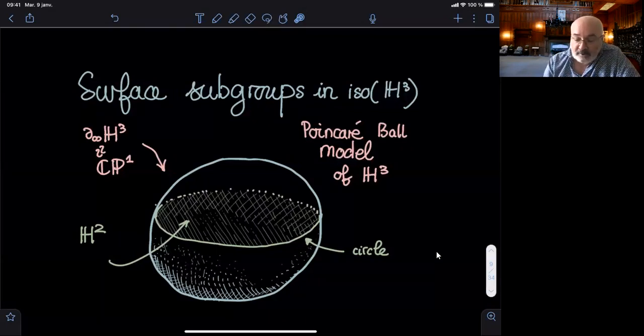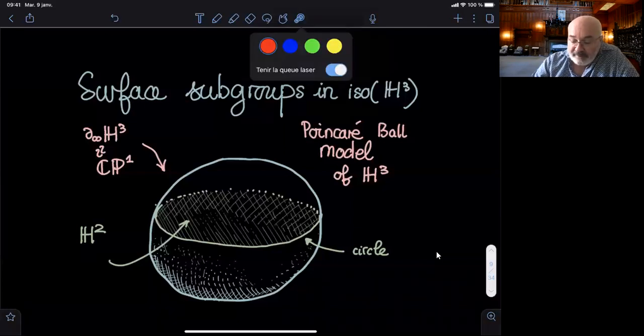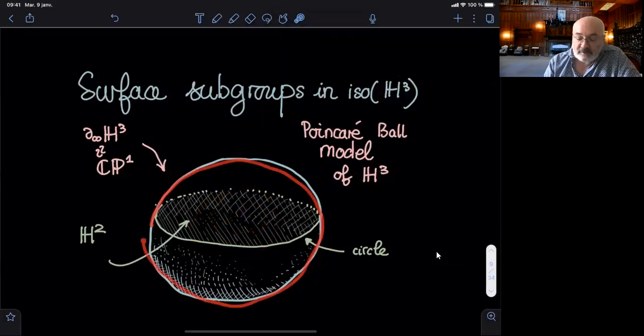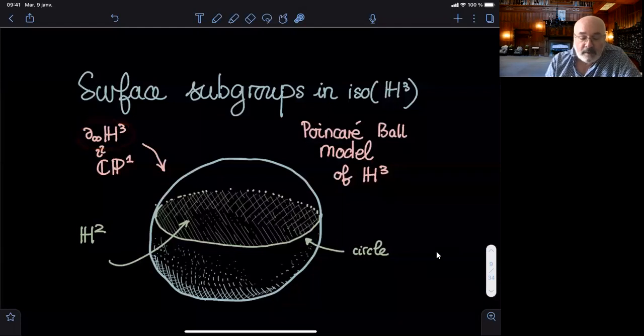Okay. So let's start with hyperbolic 3-space. For hyperbolic 3-space, you have a nice model, which is the Poincaré ball model. In this model, H3 is the interior of the ball, and this ball has a boundary, which is a sphere. This sphere is usually called the boundary at infinity of H3. But it's quite important to see that this sphere is actually CP1.